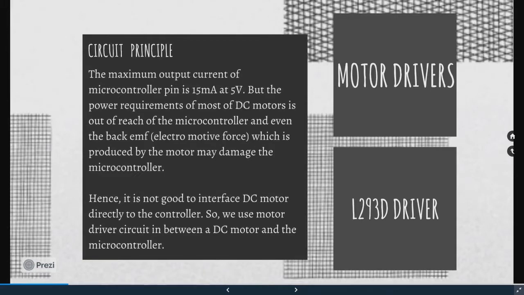Circuit principle of 8051 DC motor interface. The maximum output current of a microcontroller pin is 15 mA at 5 volts, but the power requirement of most DC motors is out of the reach of the microcontroller, and even the back EMF generated by the motor may damage the microcontroller. So it is not good to interface the DC motor directly to the controller. We should use a driver circuit in between the DC motor and the microcontroller.